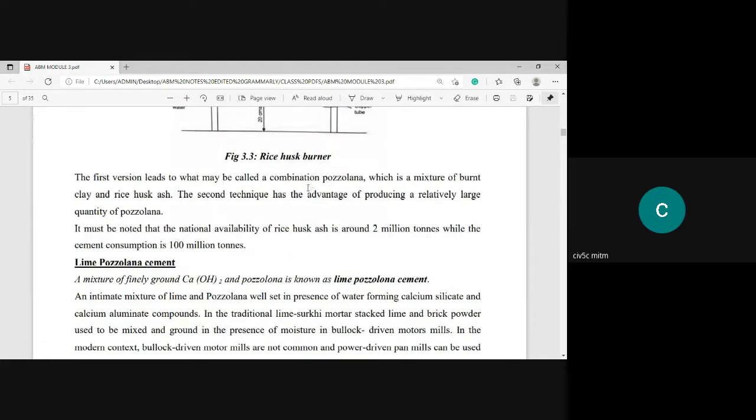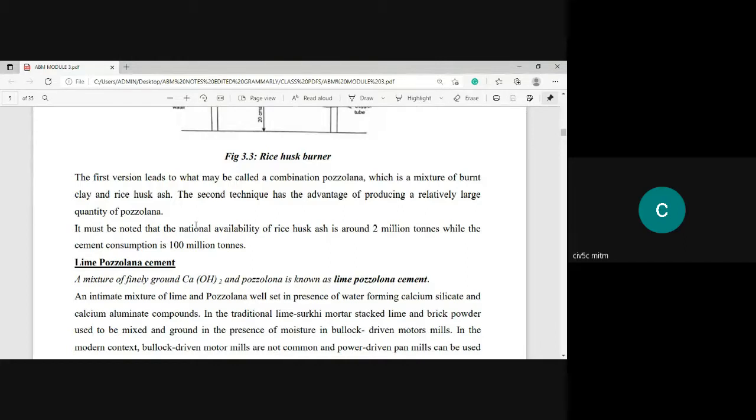They have also quoted that the national availability of rice husk ash we are going to produce is 2 million tons, while the cement consumption is 100 million tons. That means we can still increase the rice husk ash so that you can decrease the consumption of cement. So as I stated, carbon footprint. Nowadays, everyone is talking about carbon footprint.